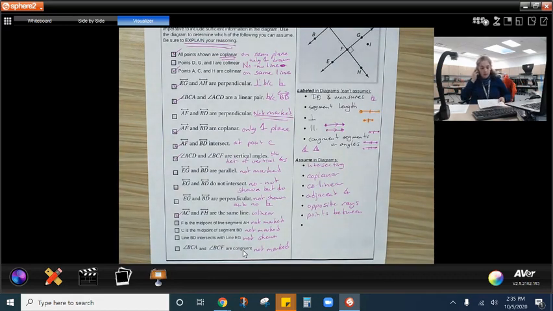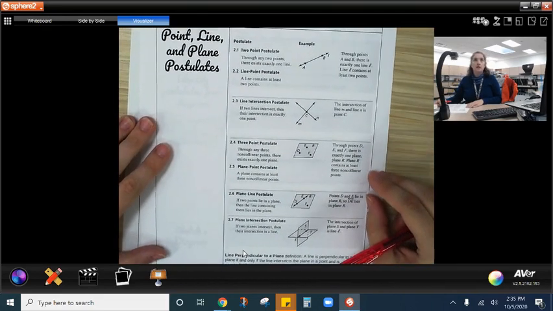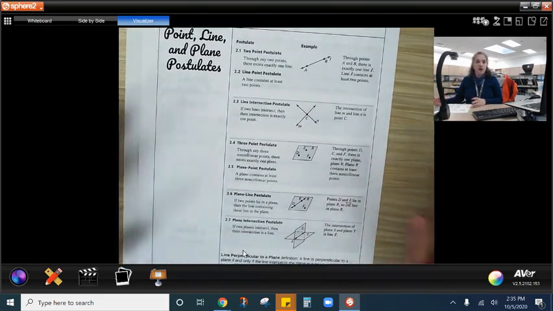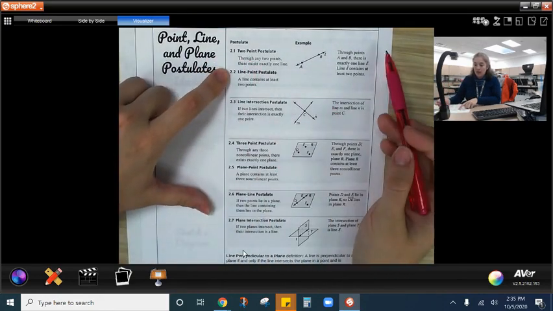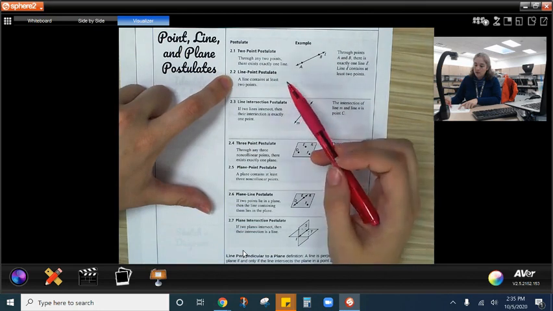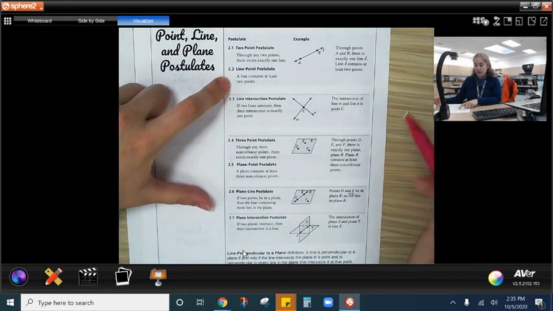Now, one of the things I want you to be aware of is some of these postulates here. We've already talked a lot about them, especially in chapter 1. We know that any 2 points form a line. We know that a line contains at least 2 points. All of this you guys know already.